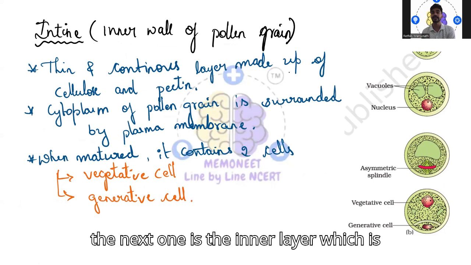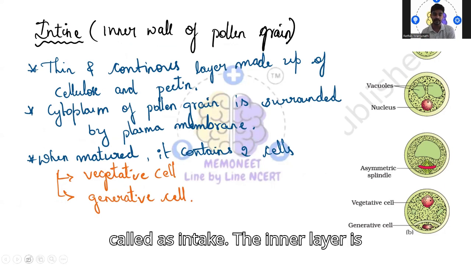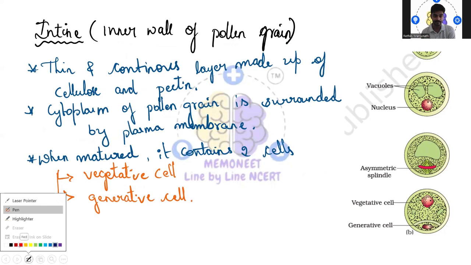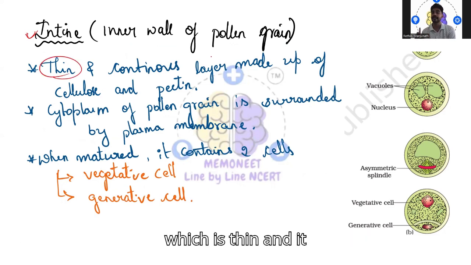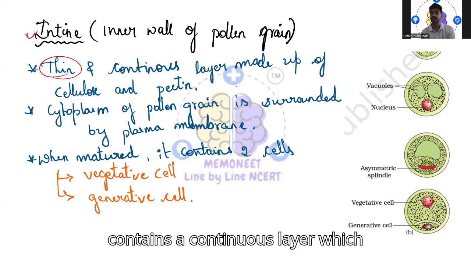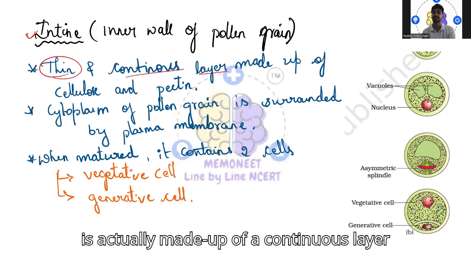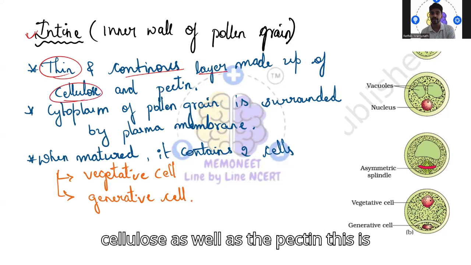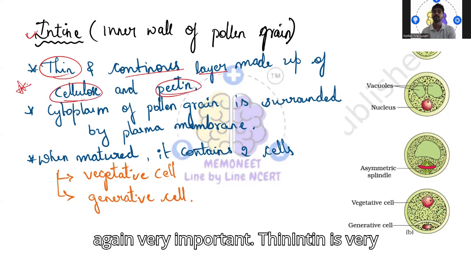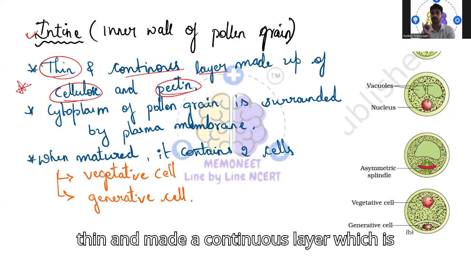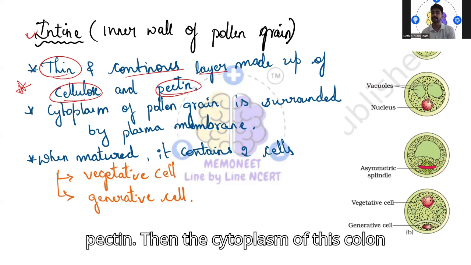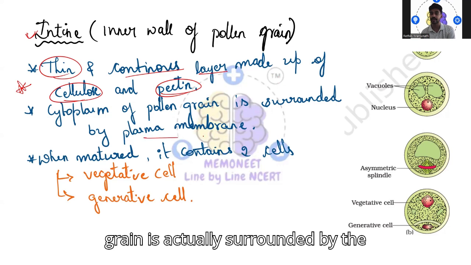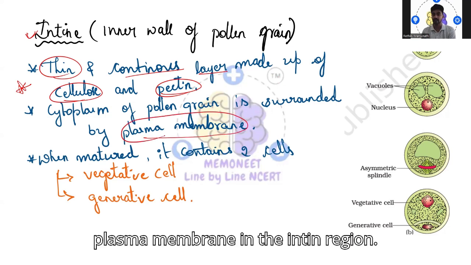The next one is the inner layer, which is called intin. The inner wall of the pollen grain is thin, and it is a continuous layer made up of cellulose as well as pectin. This is again very important: intin is very thin and forms a continuous layer made up of cellulose as well as pectin. Then the cytoplasm of this pollen grain is surrounded by the plasma membrane in the intin region.